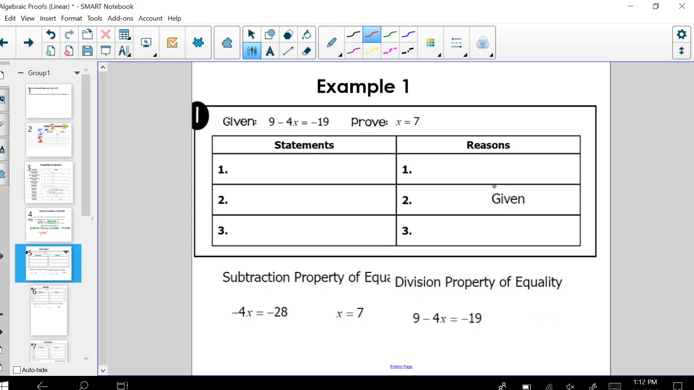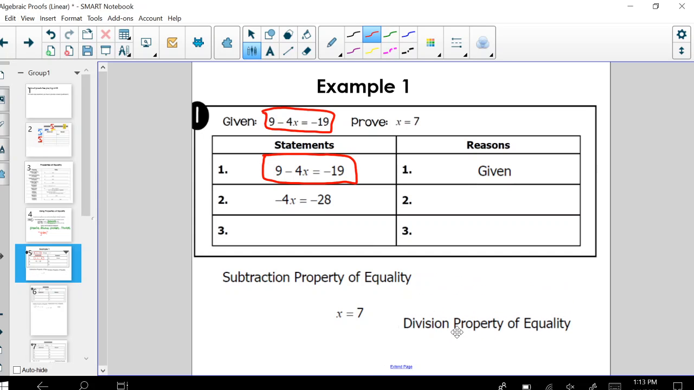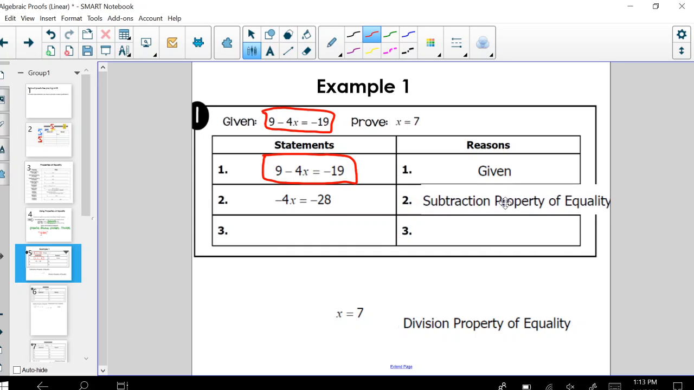So I'm always going to start with what's given. In this case, I'm given that 9 minus 4x equals negative 19. Okay, I'm given that right here. That goes in my first statement. Now from here, my next step is going to be subtracting 9 on both sides. That's going to leave me with negative 4x equals negative 28. Now the reason I can do that is the subtraction property of equality.